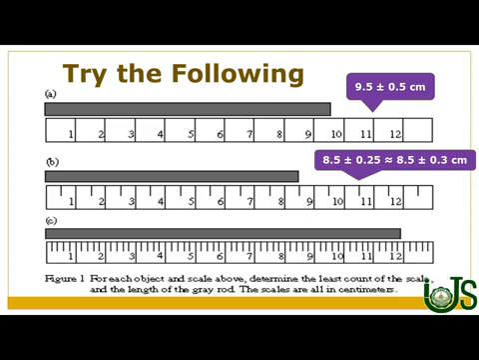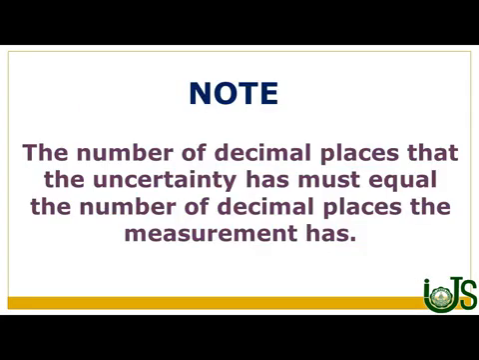What about in letter C? So in letter C, we estimated that the measured value will be 11.9 positive negative 0.1 centimeter. Take note that the number of decimal places of uncertainty must be equal to the number of decimal places the measurement has if you are going to measure using the analog instrument. Do you understand?